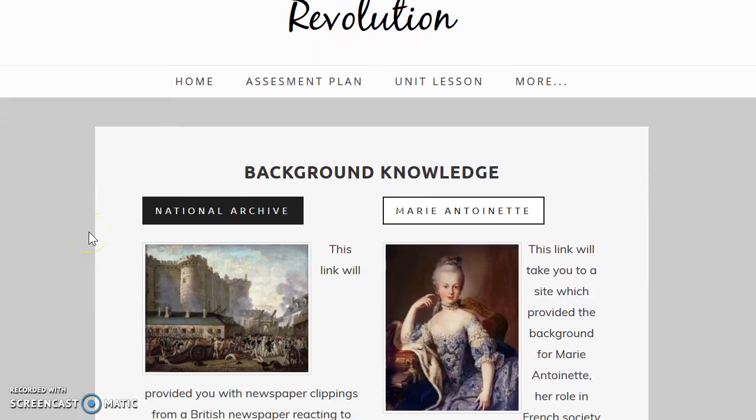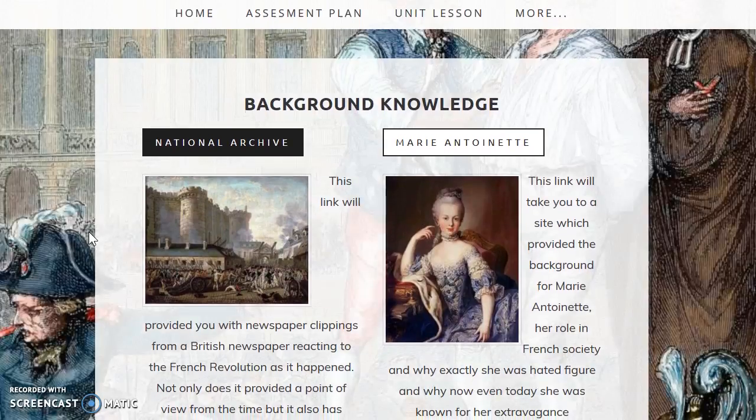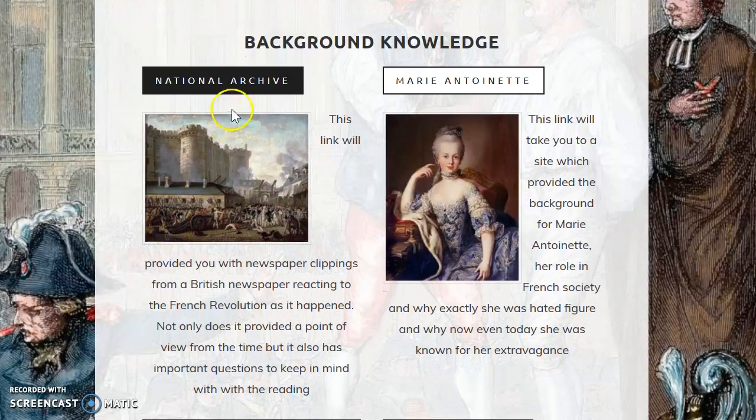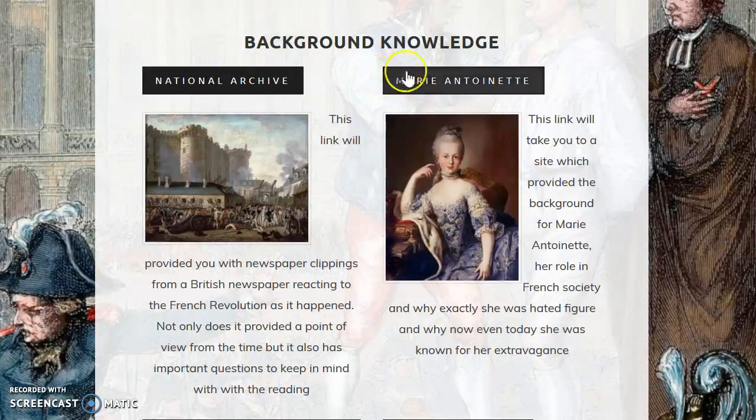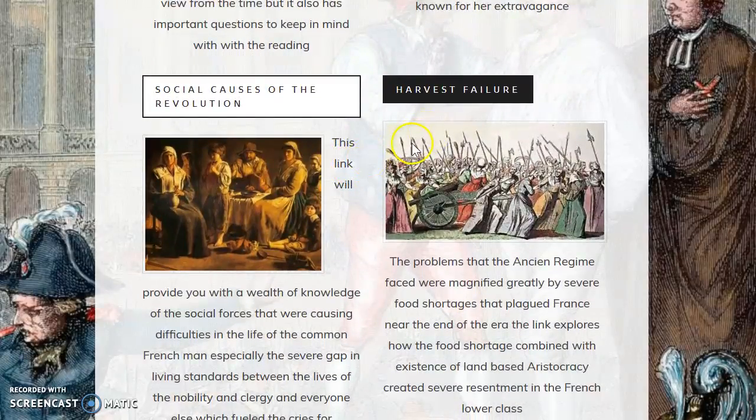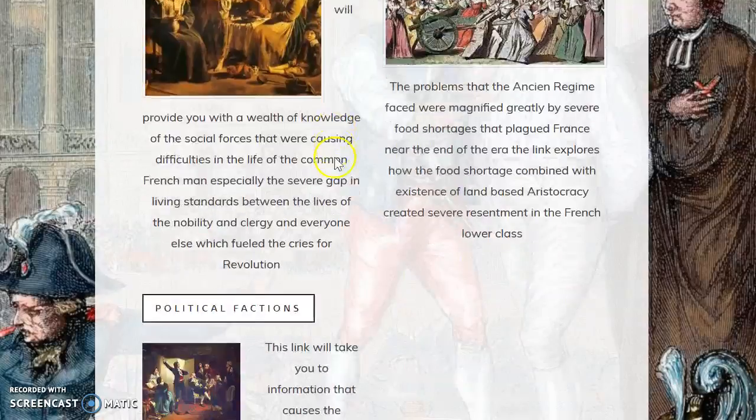Now, right here, a variety of resources you can use for this class. This class will be more than just what you learn in class, but what you learn outside of it. To make sure you do, I provided a series of helpful links that give information from the National Archive, which provides a series of newspaper clippings dating back to the French Revolution, to information on key figures like Marie Antoinette, or how grain harvests caused massive dissatisfaction in the government, and how that contributed to the revolution.